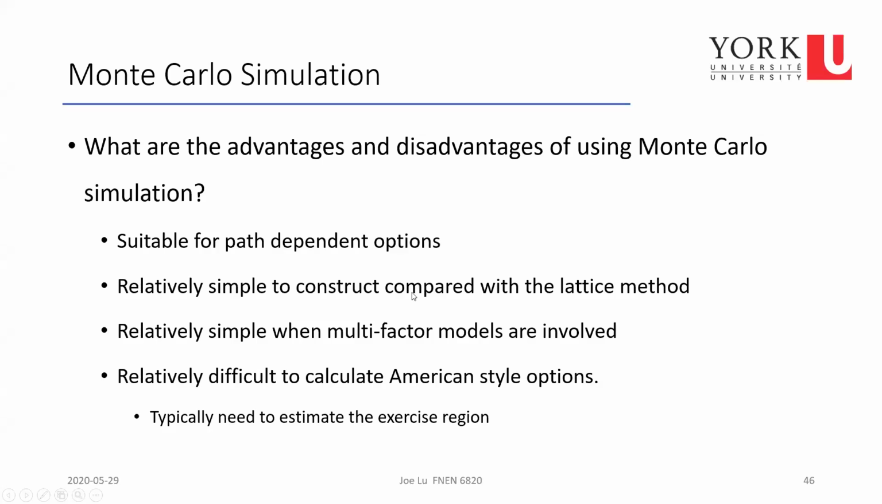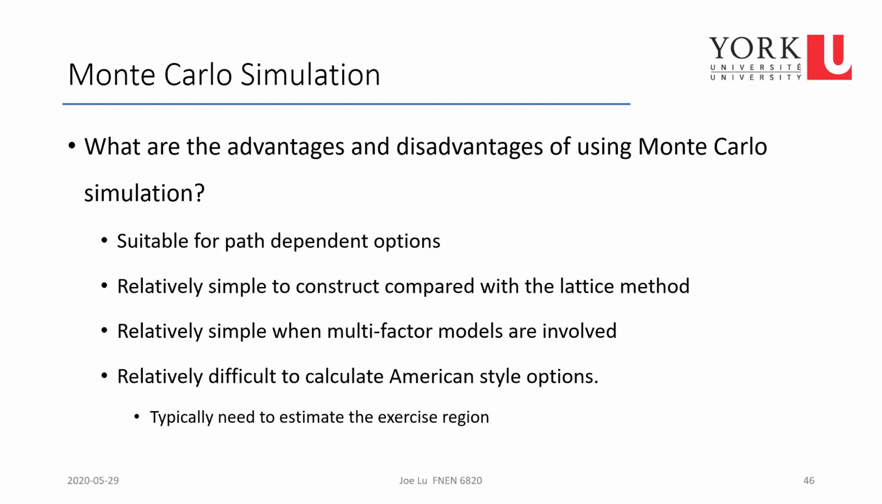Let's now take a look at how we can implement Monte Carlo simulation. First of all, what are the advantages or disadvantages of Monte Carlo simulation? Well, for path-dependent options, it's great because for trees, if the option is path-dependent, the branches will grow exponentially, but for Monte Carlo simulation, that would not be the case. So if you have path dependency, Monte Carlo simulation is the way to go.